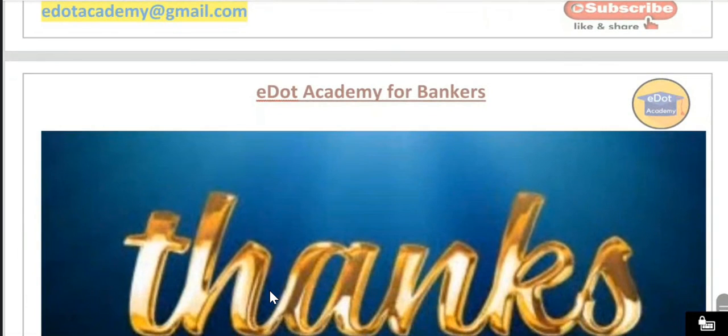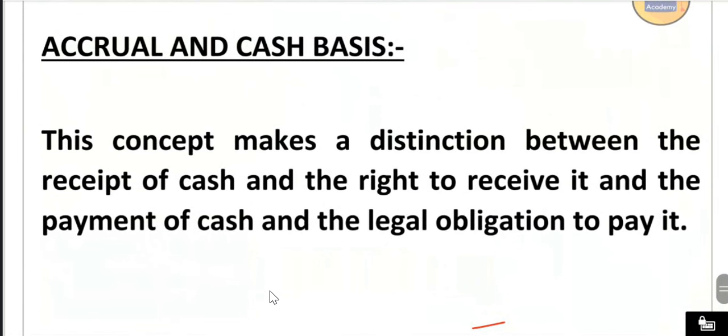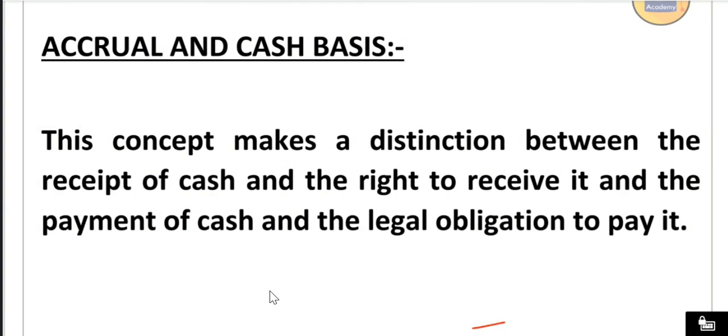In this way we have studied the basic concepts of accounting. One question on these concepts is asked 100%, but they will ask it in reverse order. Reverse order means they will give the description and you have to identify which concept it is. So we'll just reiterate the concepts we have studied, one by one.